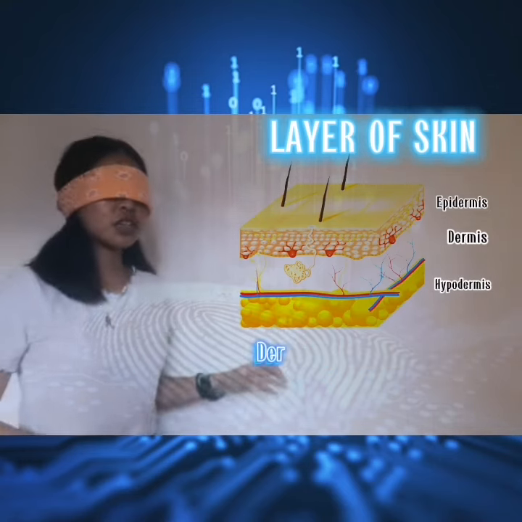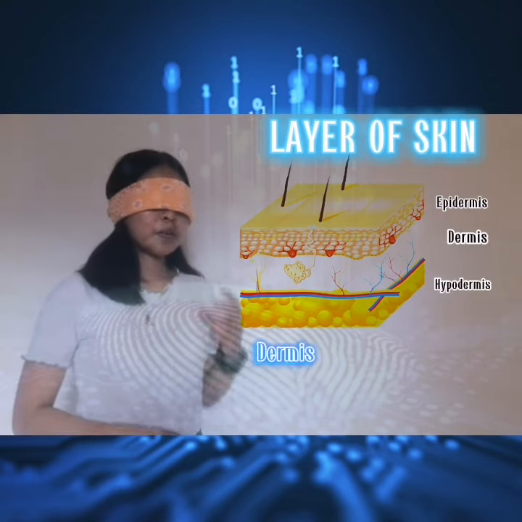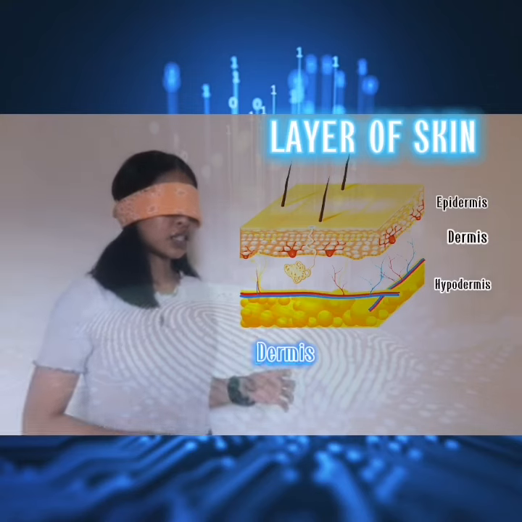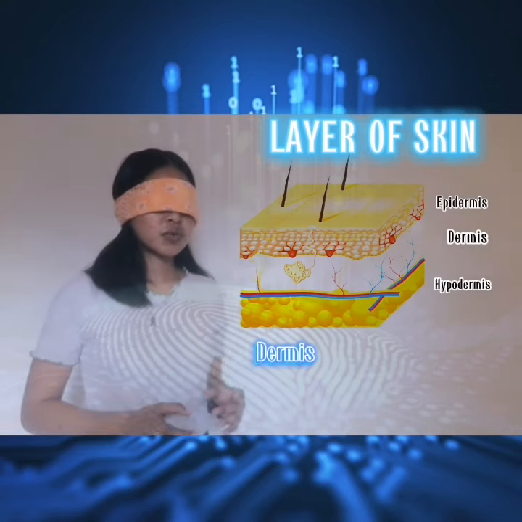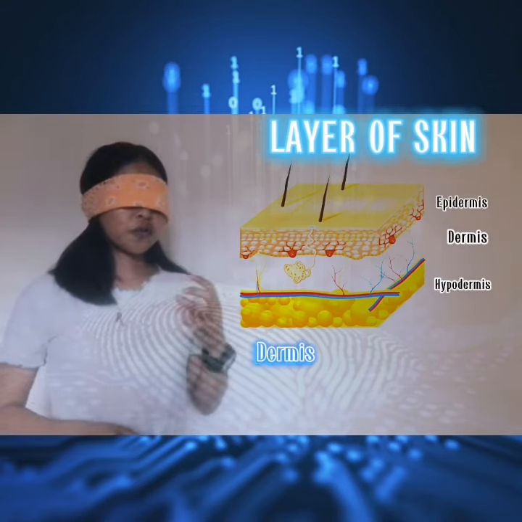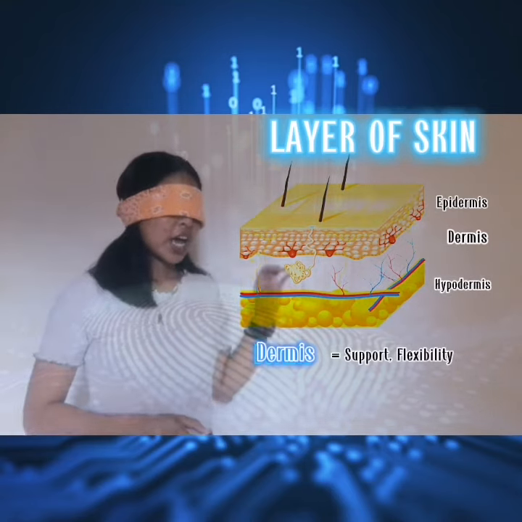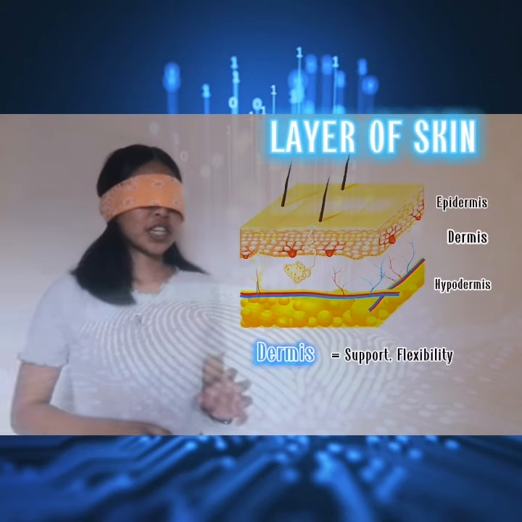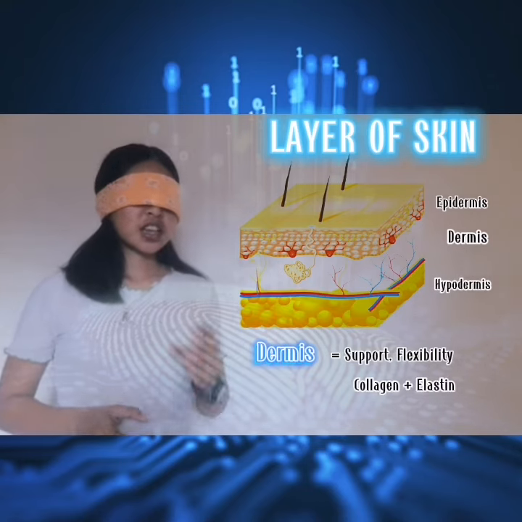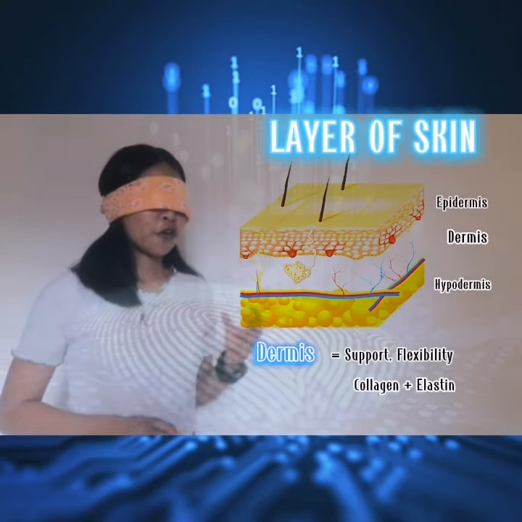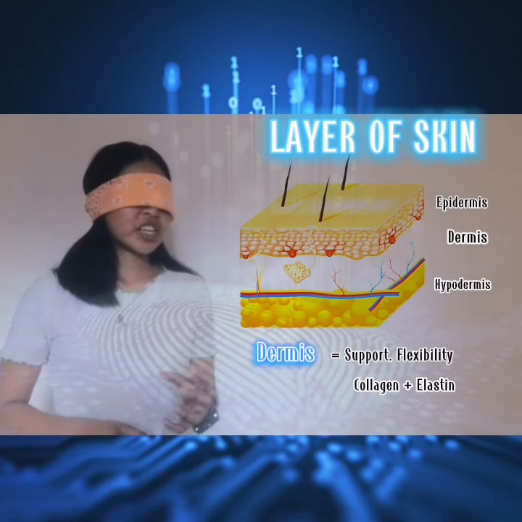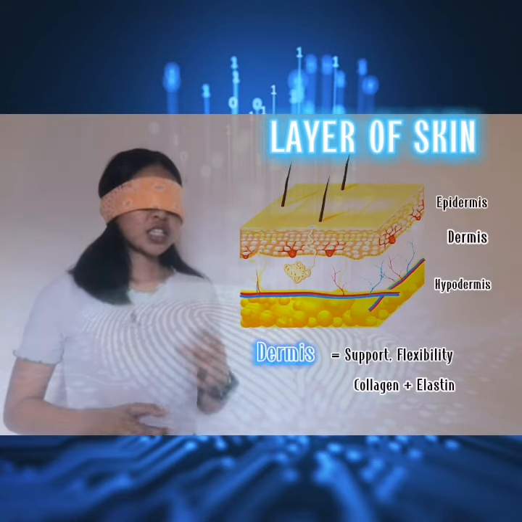The dermis is the inner layer of the skin containing blood vessels, erector pili muscles, sebaceous glands, sweat glands, and nerves, which constitute the bulk of the skin and provide support and flexibility. The dermis consists mainly of collagen and, to a lesser extent, elastin fibers. Loss of collagen and elastin, such as in aging, causes the skin to become slack.